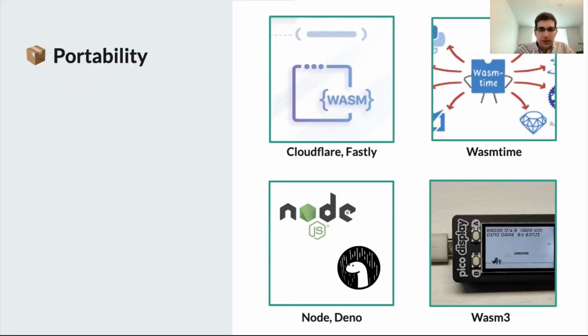You can also run WebAssembly on your server if you use runtimes like WasmTime, Wasmer, or even Node.js. You can also run your WebAssembly binaries on Raspberry Pi, as shown in this screenshot from the Wasm3 team, which also build a WebAssembly runtime.